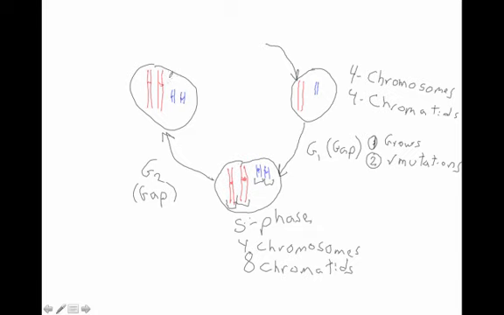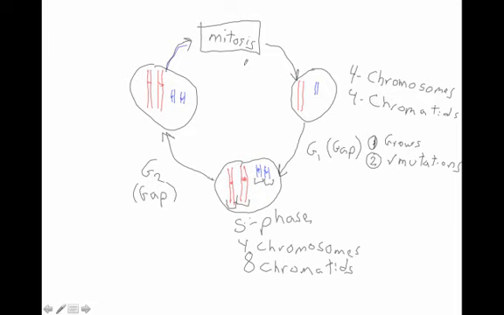Now what happens next here is that the cell, after G2, enters into M phase. And for now I'm just going to draw this box here, because a lot of things happen in mitosis in this M phase here. That's going to take an additional page or two to go through.